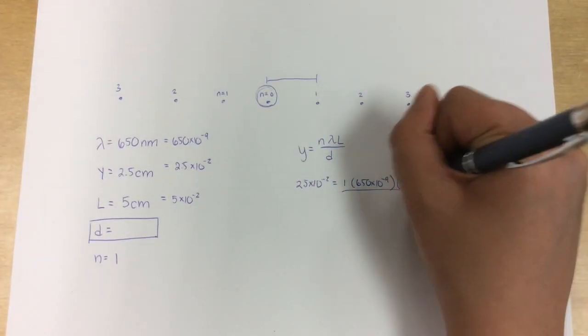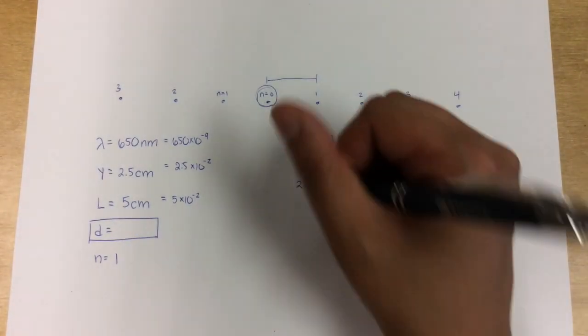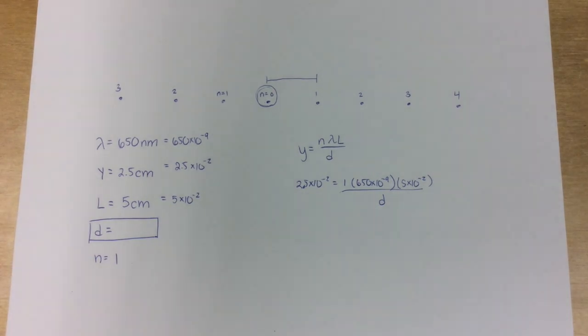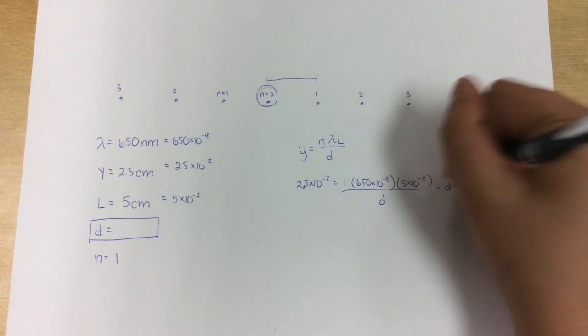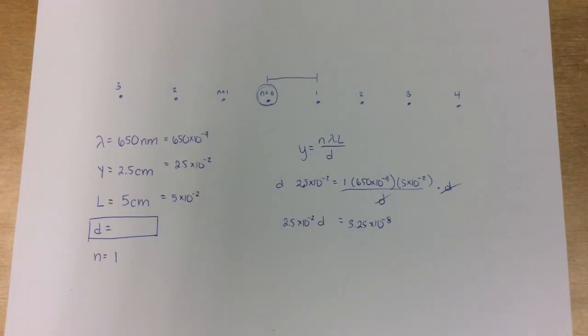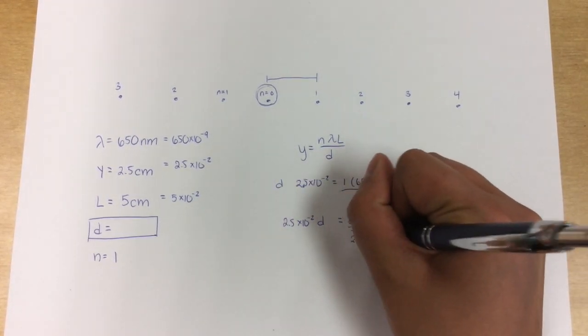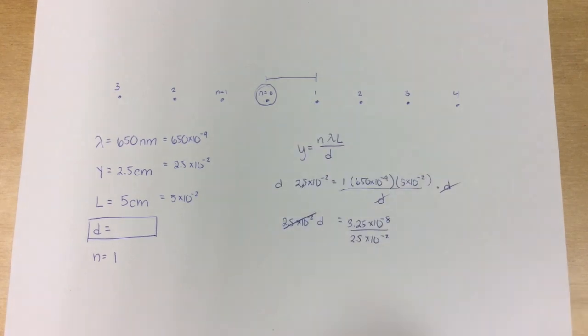But D is on the bottom here. Think to yourself for a sec how you would solve that. How do you get rid of something in the denominator? Well, you multiply by D on both sides. D cancels out. And by some math magic, it's solved. Okay, well, really close to solved. D is at least by itself on the top, so to get it, one last step would be to divide by that 2.5 centimeters number. Dividing both sides by 2.5 times 10 to the negative 2.